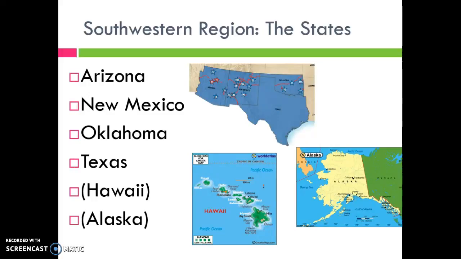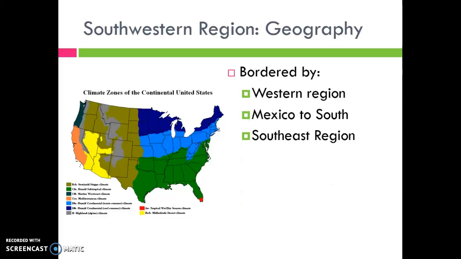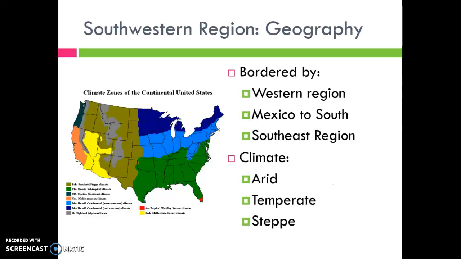Our final region that we're going to talk about is definitely small in terms of the number of actual states. If you notice, I have Hawaii and Alaska in parentheses. These don't actually fit into the Southwest region, and we will talk about those guys separately, but I just wanted to include them so that you don't forget those states that are not actually in the continental U.S. So climate zones for the southwestern region, you're going to have mostly arid, meaning very dry, a little bit of temperate and steppe, as well as desert, okay?